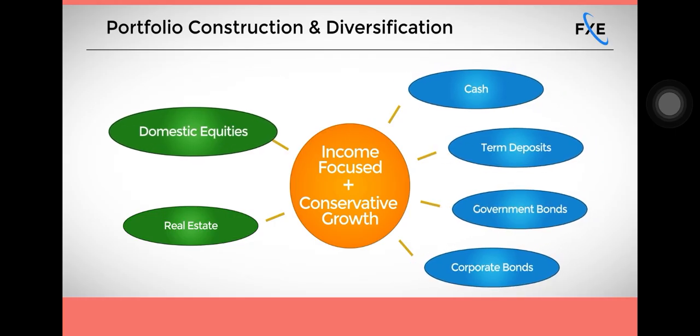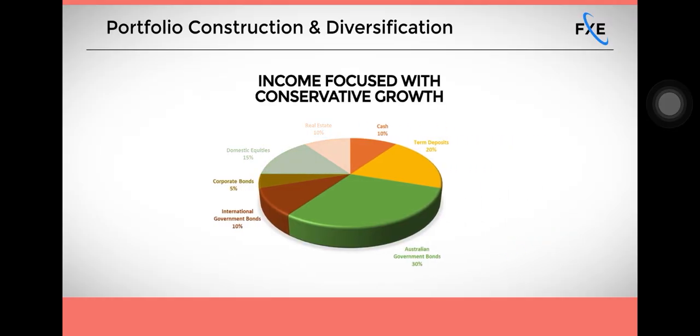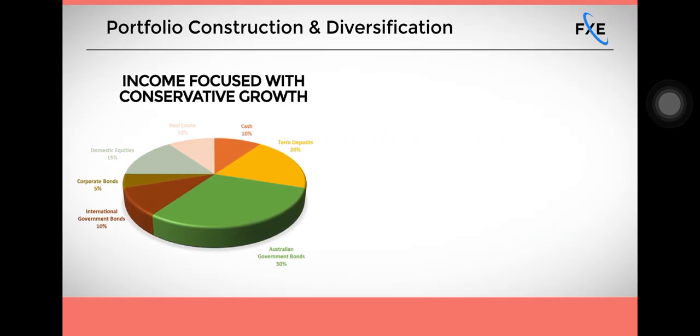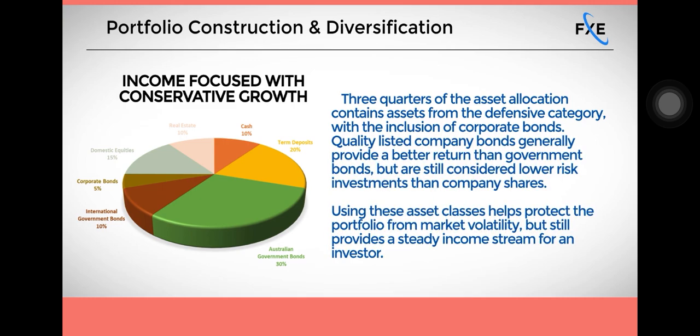From the growth category, domestic equities and real estate can also be included. The chart on the screen demonstrates the type of breakdown that can be used for each of these asset classes. As we can see in the chart, 3/4 of the asset allocation contains assets from the defensive category, with the inclusion of corporate bonds. Quality listed company bonds generally provide a better return than government bonds, but are still considered lower risk investments than company shares.